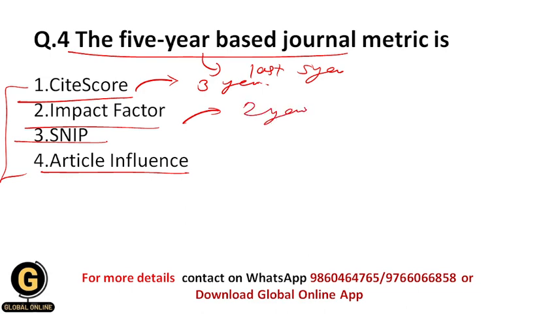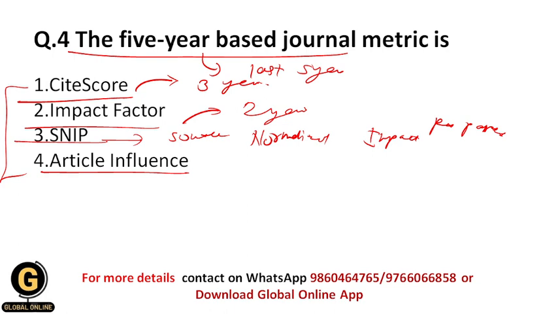Okay, now let us see what is SNIP and article influence. What is this? So basically students, SNIP is source normalized impact per paper. So this is source normalized impact per paper.